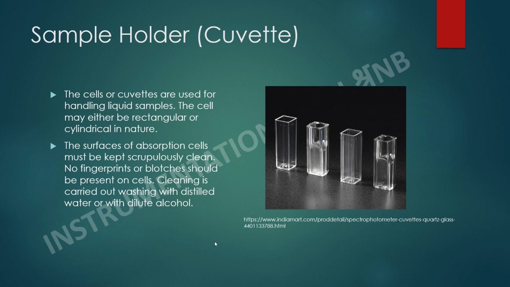Now the monochromatic radiation will be passed through the sample holder, or we can say the cuvette. Cuvettes are used for handling liquid samples. Their shape may vary from rectangular to cylindrical, and also their sizes. As you can see here, it is broad from the top and narrower from the bottom. Its surface should be clean, free from fingerprints.